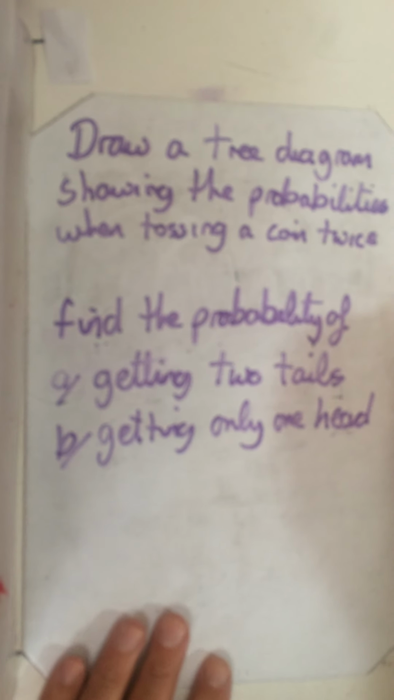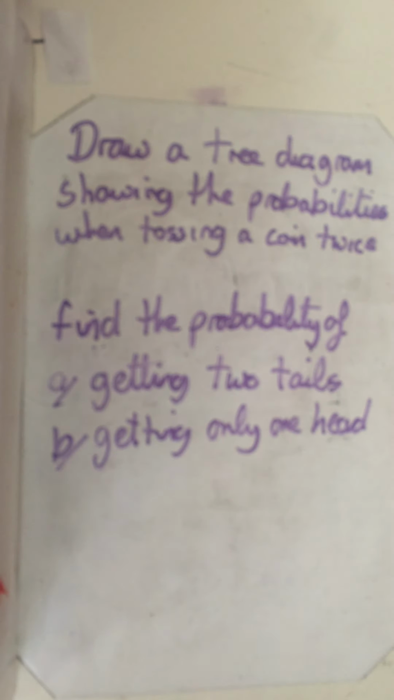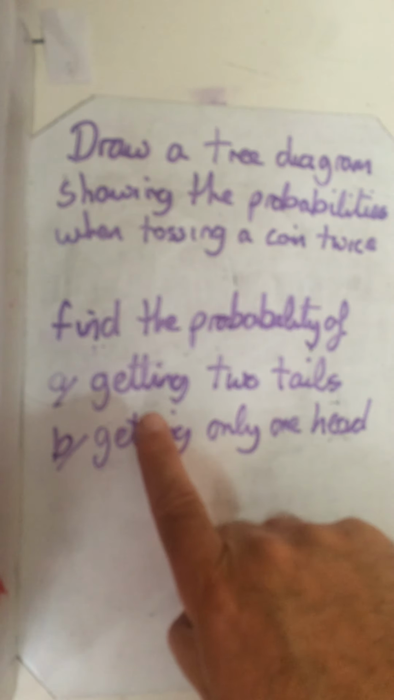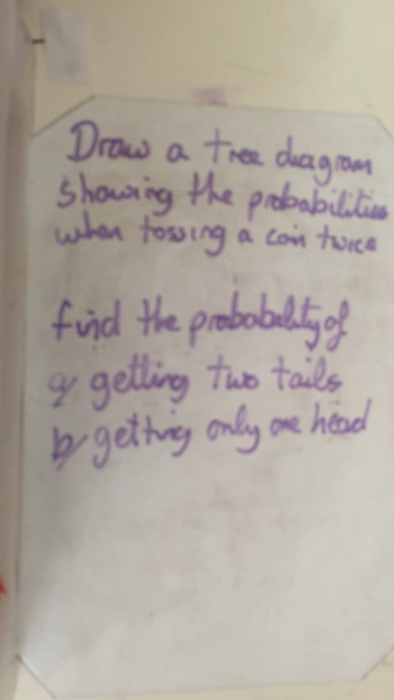Draw a tree diagram showing the probabilities when tossing a coin twice. So you're going to toss a coin once, toss a coin again, okay? So you draw a tree diagram showing the probabilities, and then can you work out the probability of getting two tails, getting only one head, okay? Pause the video, have a go at that please, and then we'll carry on with the lesson.